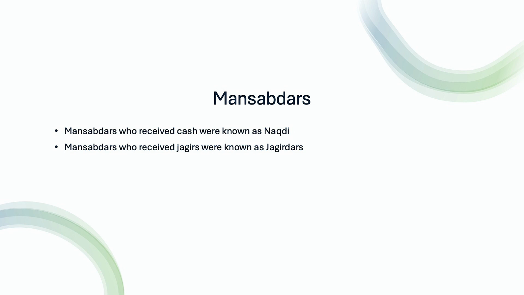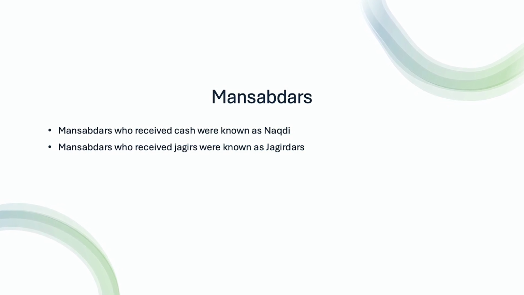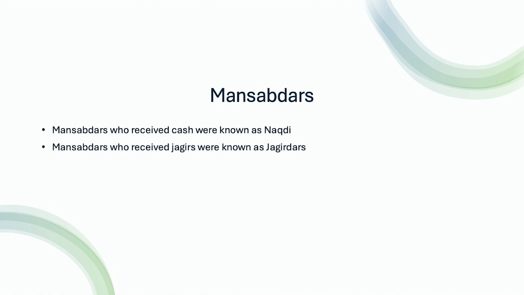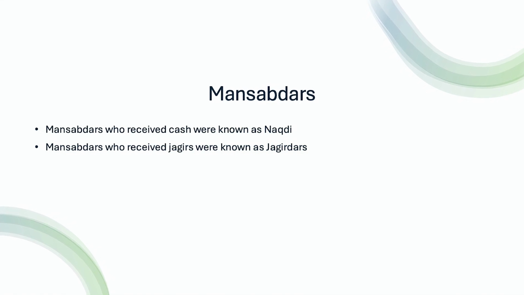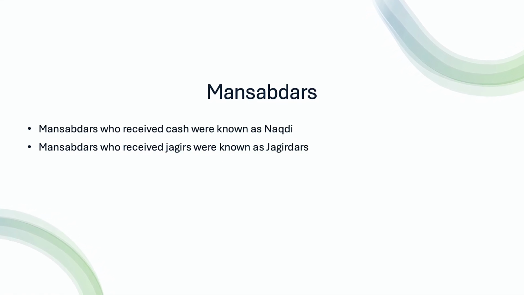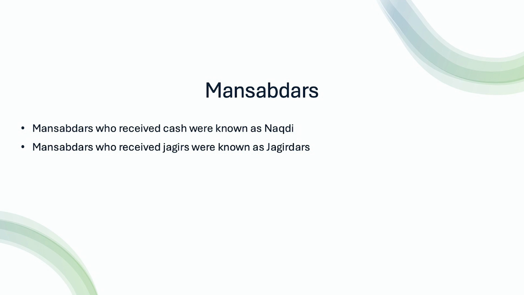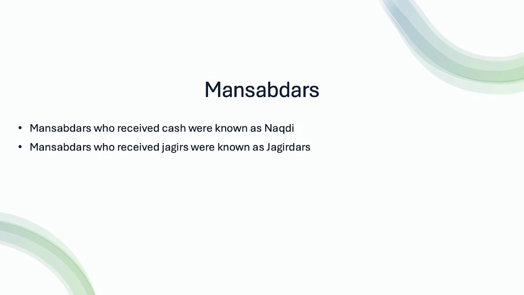Under Shah Jahan's administration, the Mansabdari system worked properly as he had paid personal and meticulous attention to administration. The Mansabdars who received payment through cash were known as Naqdi, and the Mansabdars who received Jagirs were known as Jagirdars. They were given the right to collect revenue from their Jagirs.